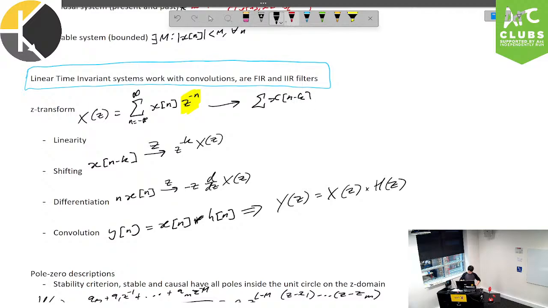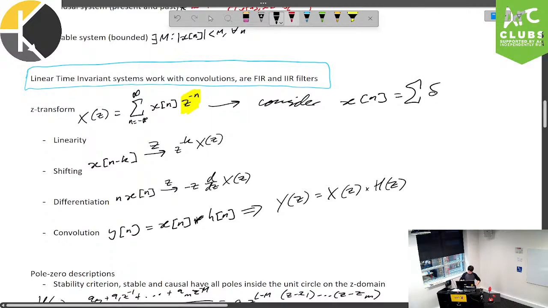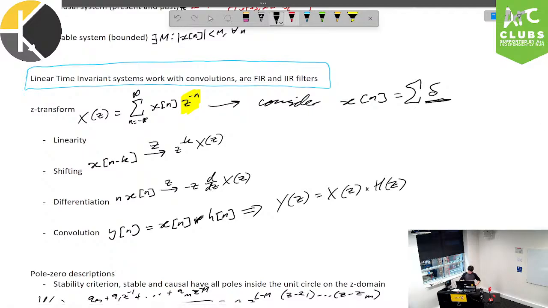Okay, so you're just considering x[k] delta[n minus k]. Consider x[n] equals sum of deltas. You're just attaching z to all your deltas, okay? And that comes a little bit more useful when we start talking about convolution, because it is just about mixed sums.